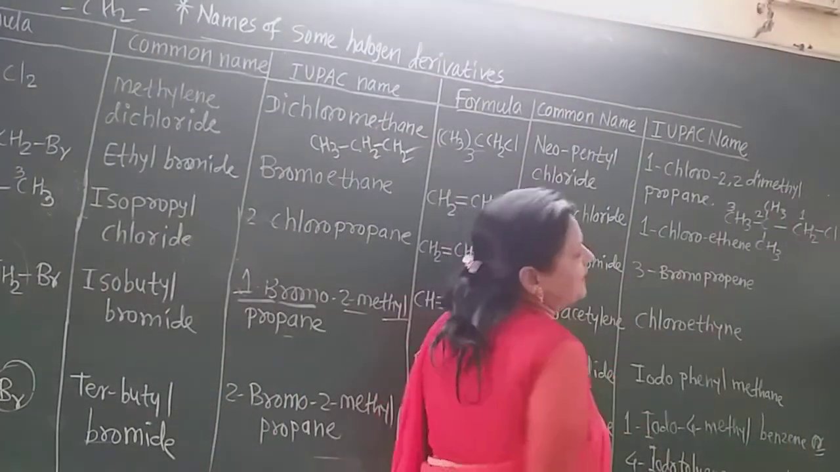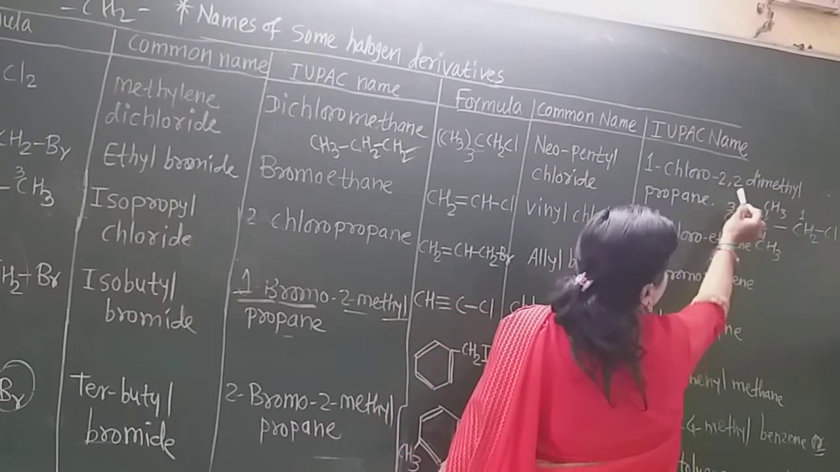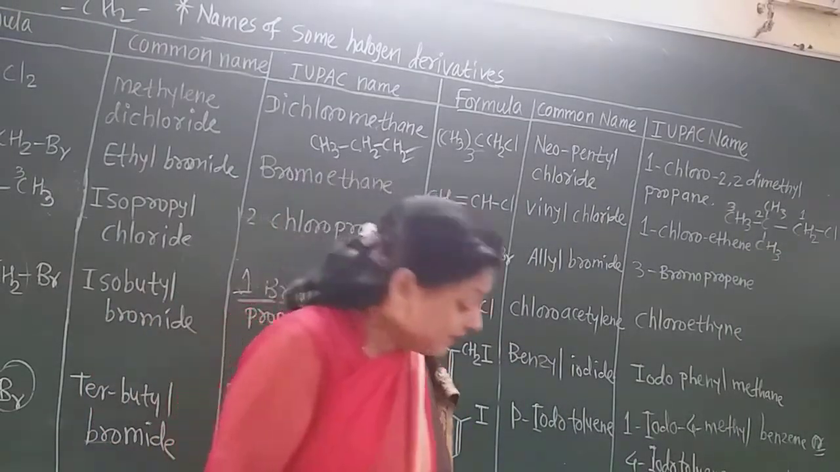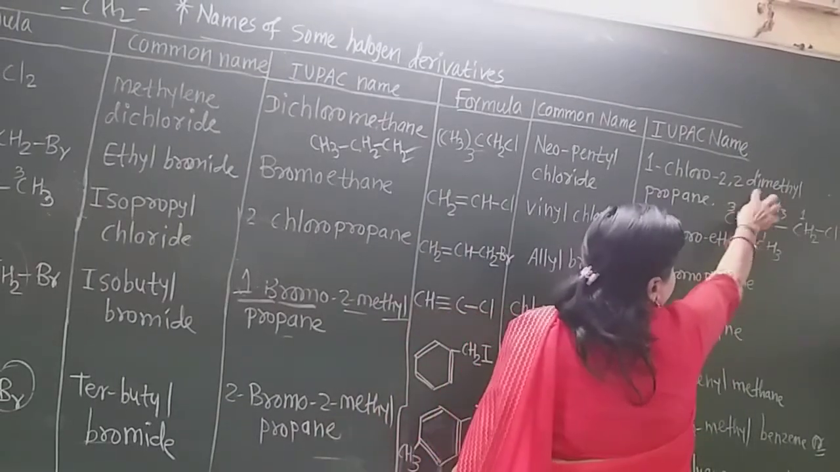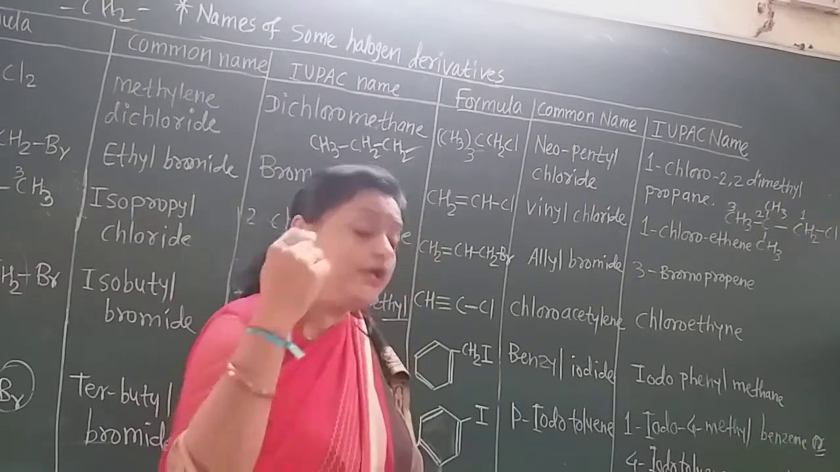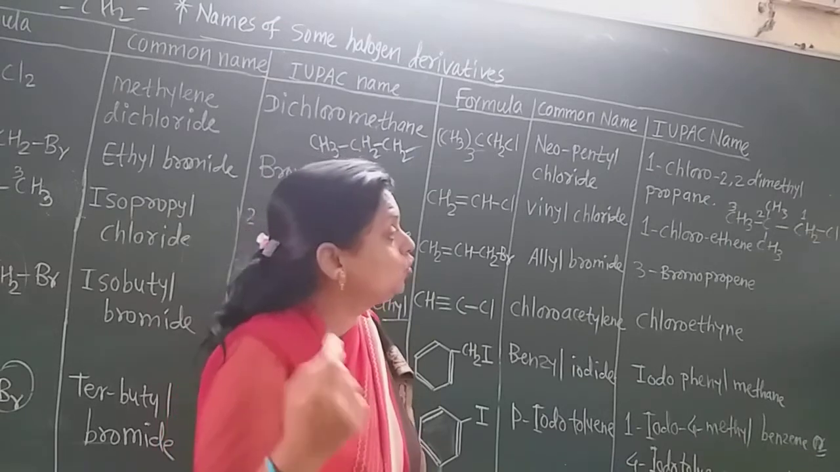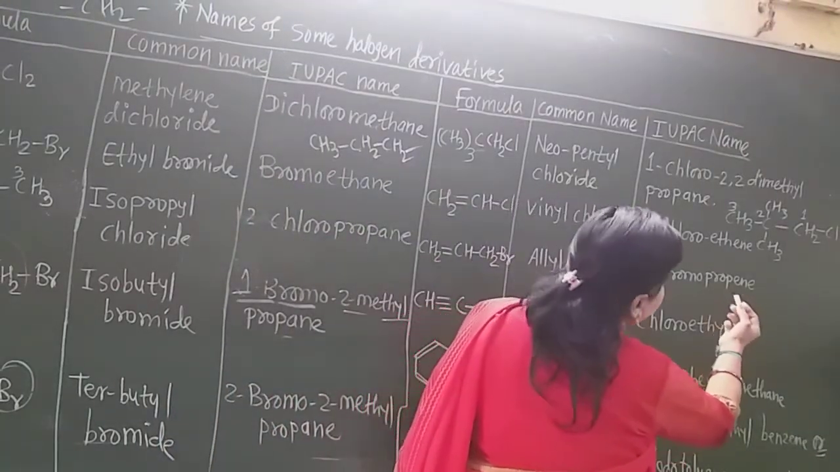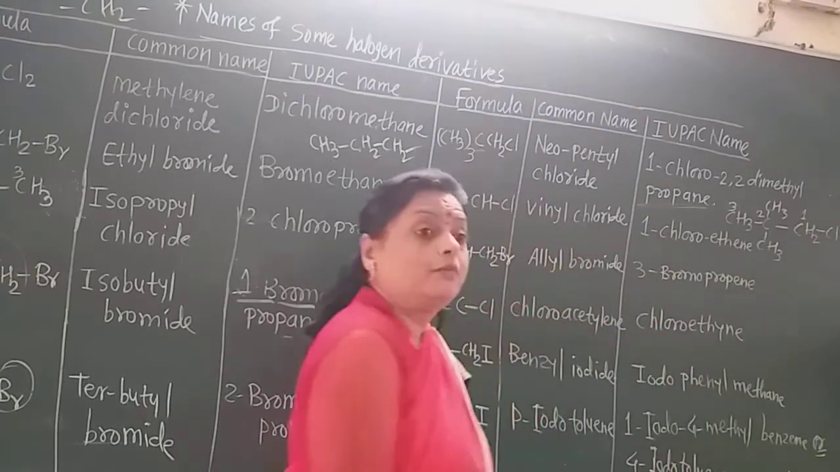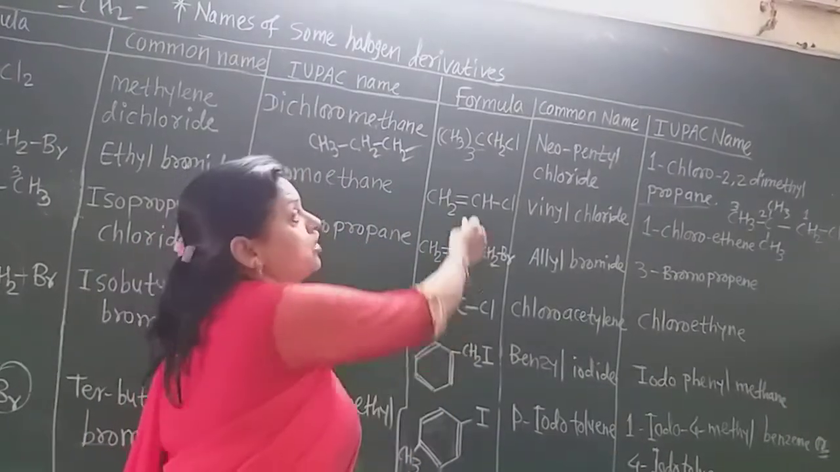And the IUPAC name of this compound becomes 1-chloro. Write 2 twice, because there are 2 methyl groups, and write down di also. Why di? Because there are 2 methyl groups. So it is 2,2-dimethyl. So the name of this compound is 1-chloro 2,2-dimethyl, and in the straight line there are 3 carbons, so it is propane. So it is 1-chloro 2,2-dimethyl propane, the name of such compounds.